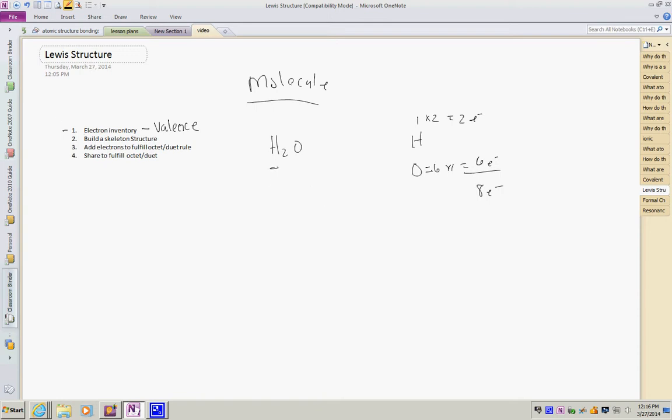Now, generally, the first item listed goes in the center, unless, of course, that is hydrogen, because hydrogen can only bond 1 time. Therefore, it cannot be in the center of anything. It's always around the outside edges. So I'm going to put oxygen in the center and hook it with single bonds all the way around.